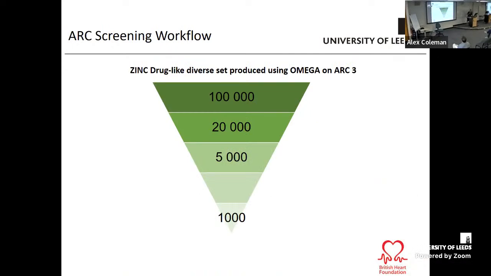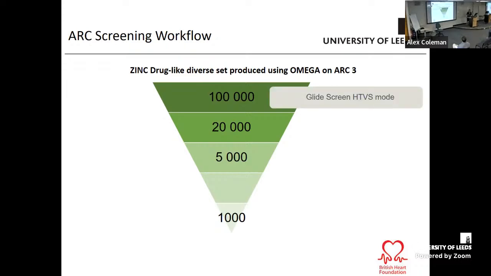So we screened a small set of 100,000 ligands of the ZINC drug-like diverse set, which was produced using Omega, something that makes 3D representations of our little ligands on ARC3. At the time, this was about 2015, so we were really at the 100,000 stage. Now we can do many more than that.